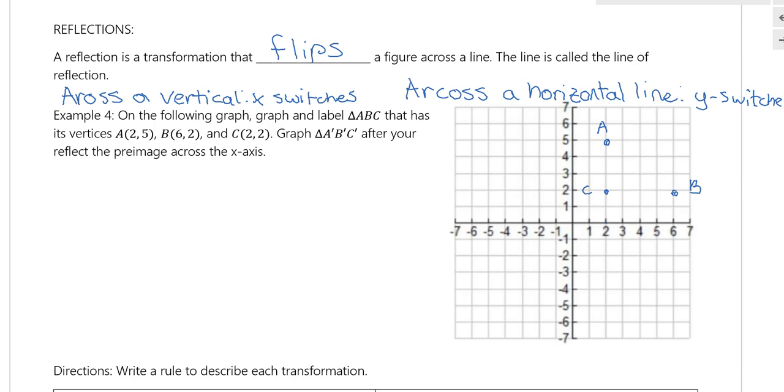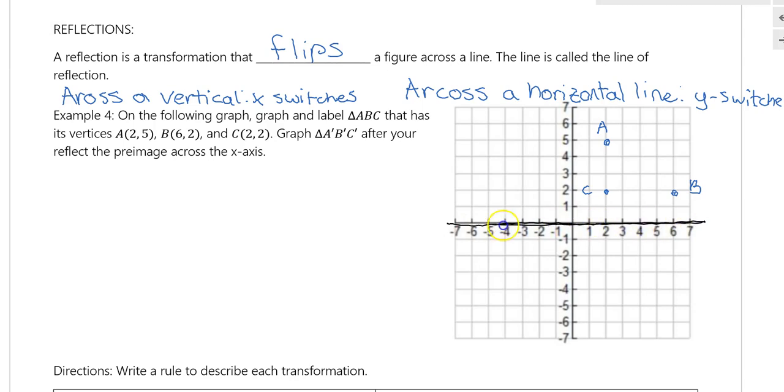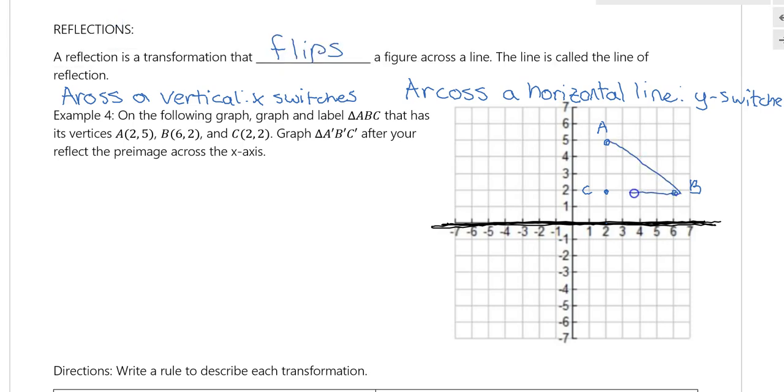Now I'm going to graph A prime, B prime, C prime after you reflect the pre-image across the x-axis. So the x-axis is here. This is the line I am reflecting it across. Okay. That's what I'm looking for. I also forgot to draw my triangle. So this is a horizontal reflection. A is at 2, 5, B is at 6, 2, and C is at 2, 2.